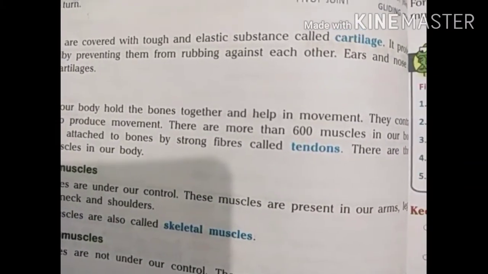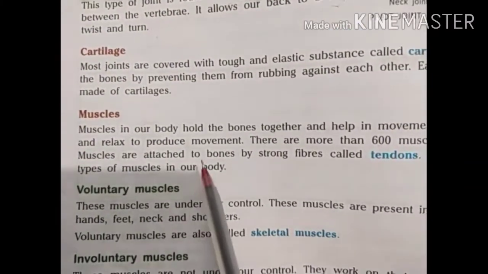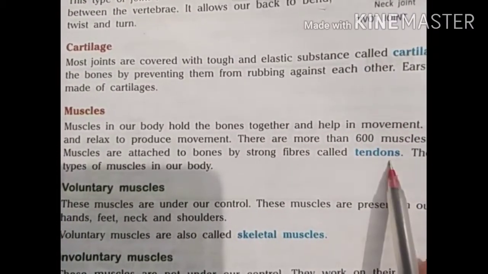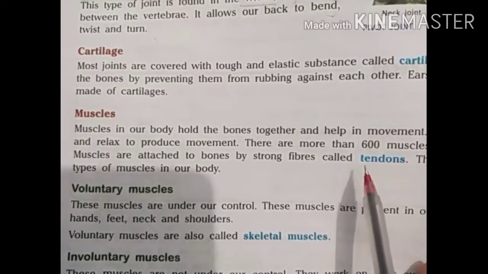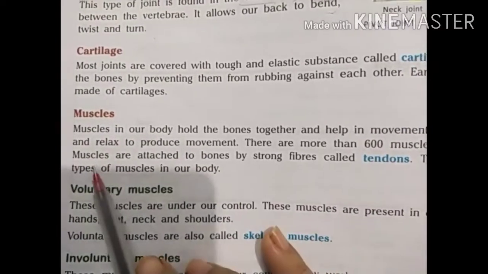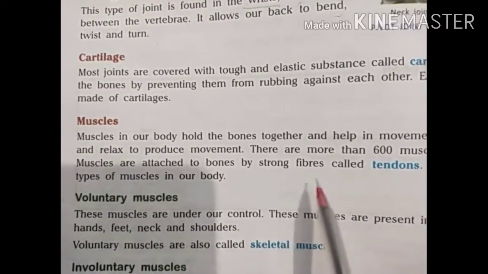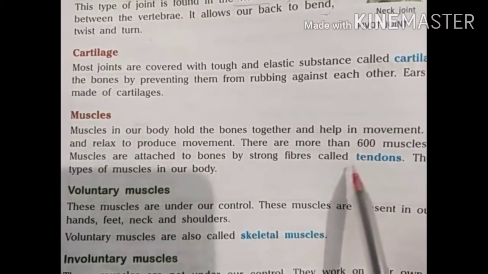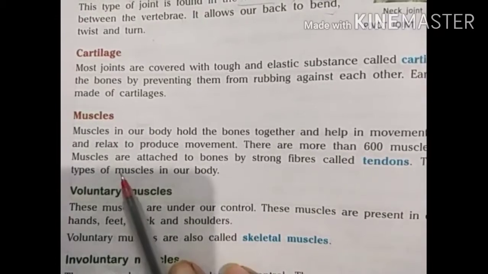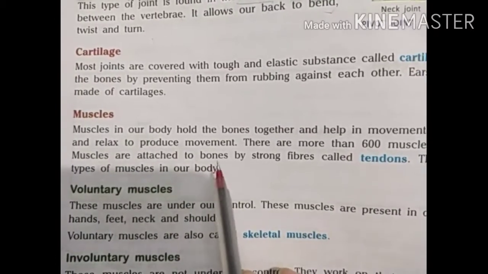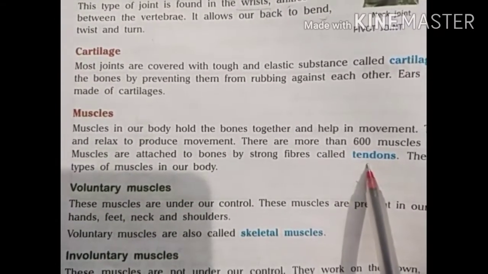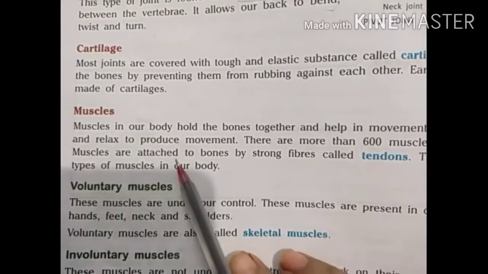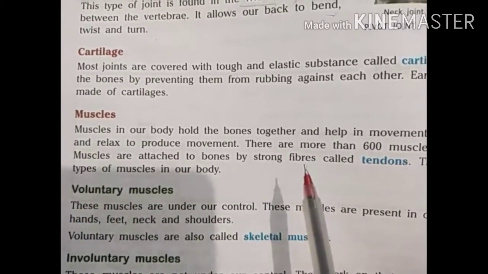Muscles are attached to bones by strong fibers called tendons. Underline this important word also. So what are tendons? These are the strong fibers, and our muscles are attached to the bone by these tendons. With the help of tendons, muscles are attached to the bones.